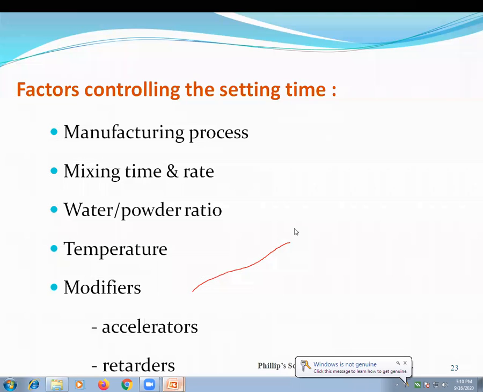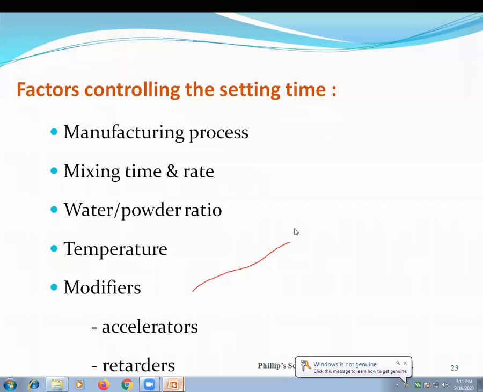So mixing time and rate: longer mixing and vigorous spatulation help in fastening the reaction, because they help in even distribution of calcium sulfate dihydrate into the product. So it will fasten the reaction. Then water powder ratio: the more the water, the longer the setting time.